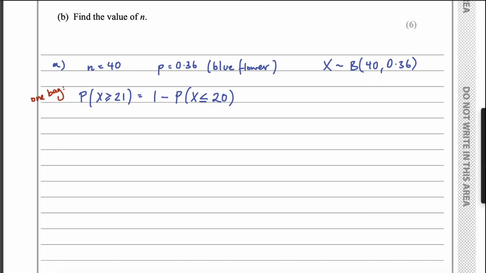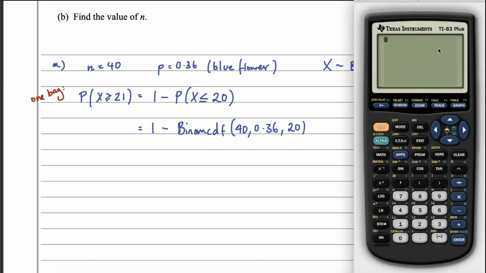It should help you. Okay, now I have enough information to solve this. So I have the sample size, I have the probability of success, and what I'm going to put into my calculator is 1 take binomial CDF, cumulative distribution function, and I need to put the sample size, the probability of success, and the maximum X value, which is 20.